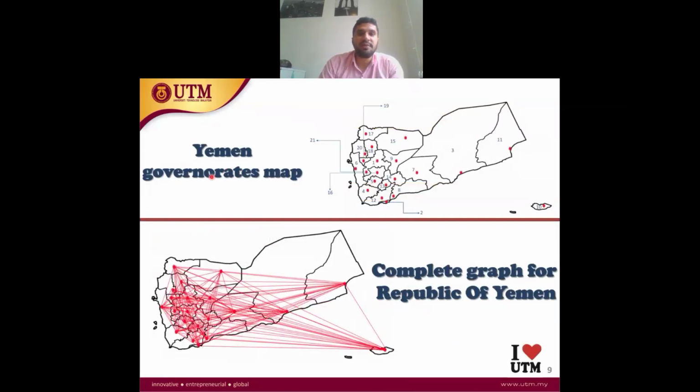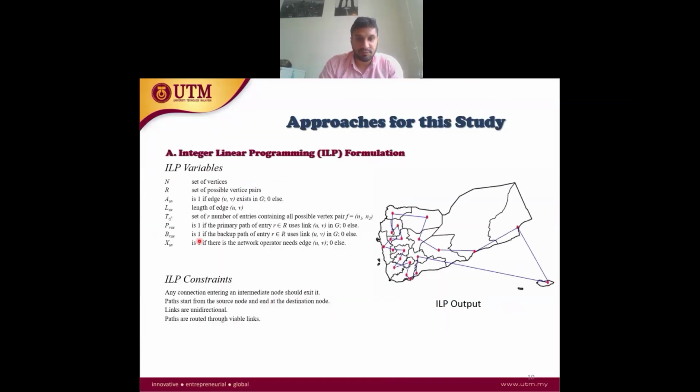Okay, here is Yemen's governorate map. We will see here we have 21 cities in Yemen. So we want to connect all of them by using bi-connected. Here we will see a complete graph. In a complete graph, each node is connected with all other nodes in the network. The network is strong, but it's not practical because it's very expensive.